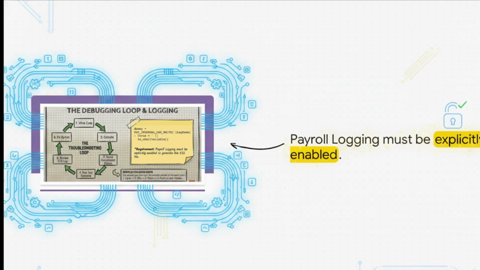Take specific note of the logging syntax shown here. You must explicitly enable payroll logging in the system to actually generate the ESS file. अगर आपने ये मिस कर दिया, your custom debug messages will simply vanish into the void, leaving you completely blind to what the engine is actually processing.